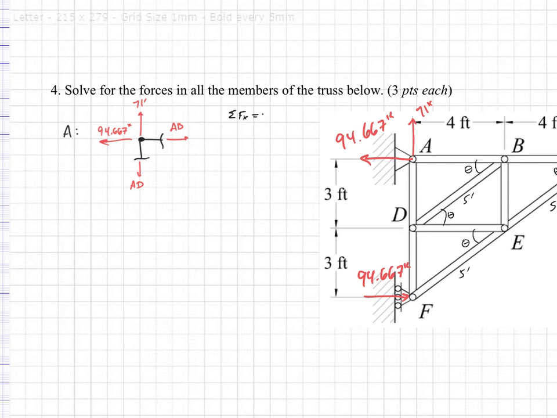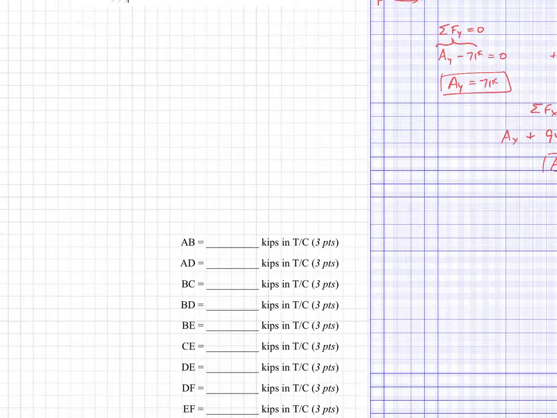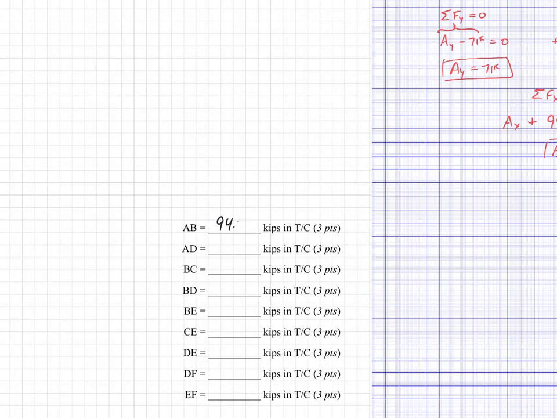Sum of the forces in the x equals 0. So I've got negative 94.667 kips plus AB equals 0. So AB equals 94.667 kips, right? So I drew it in tension. So AB is 94.7 in tension.